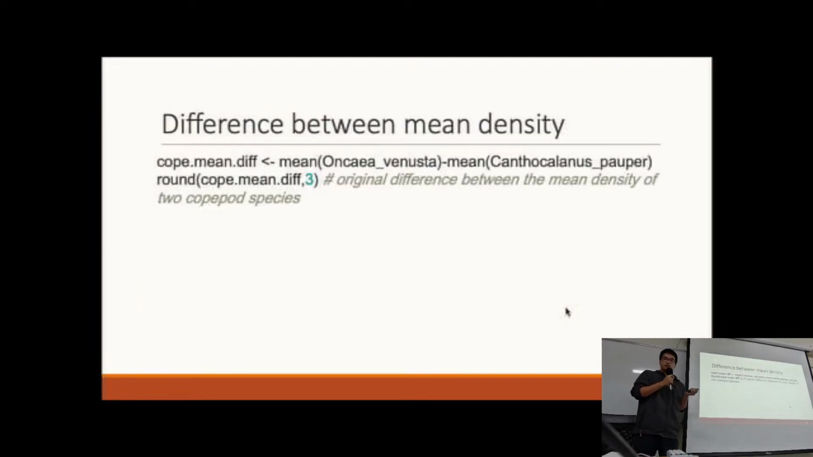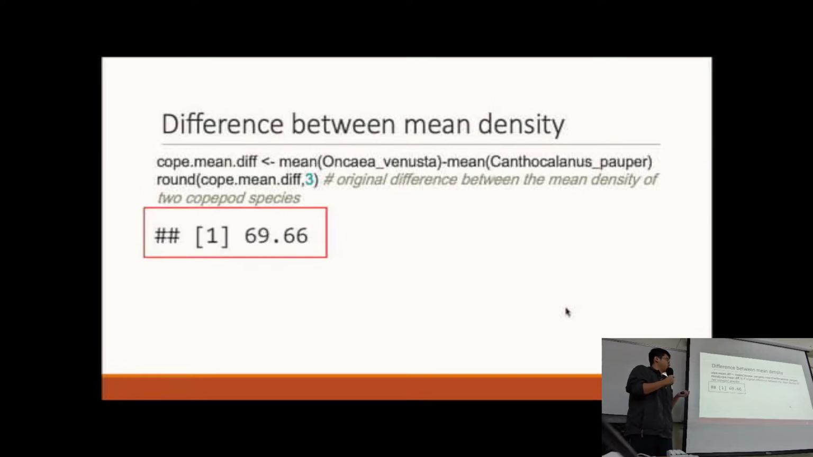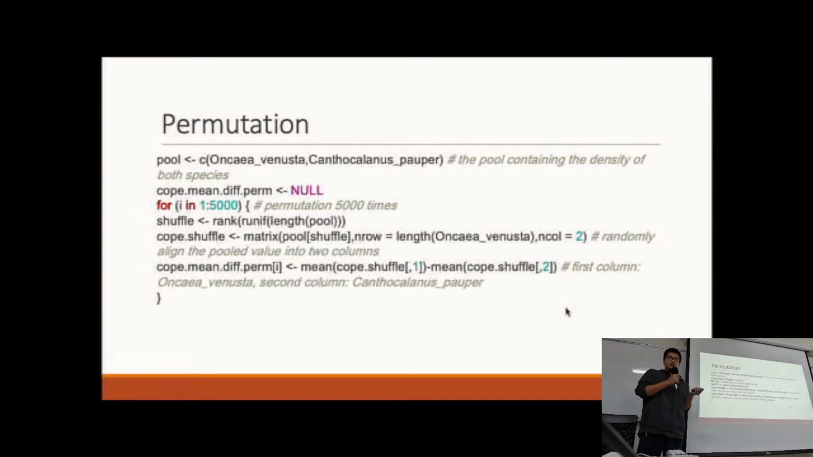First, I want to calculate the difference between mean density from the original data. So I first use the mean function to get the mean density of each copepod, and use minus to get the difference between them. And finally, I get the value 69.66. And I also do a permutation, different from the previous work in question 1.